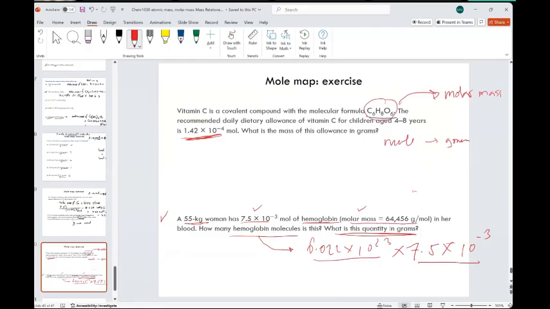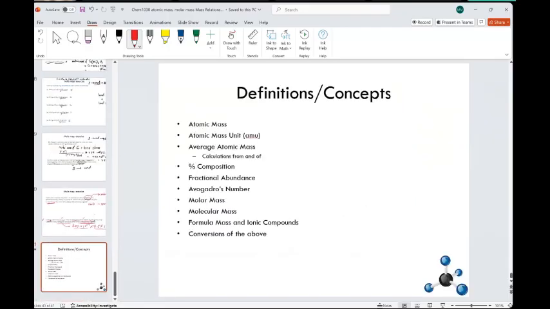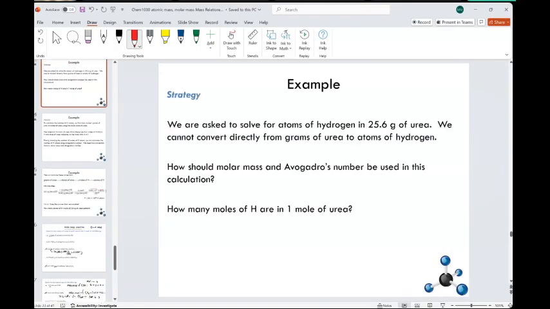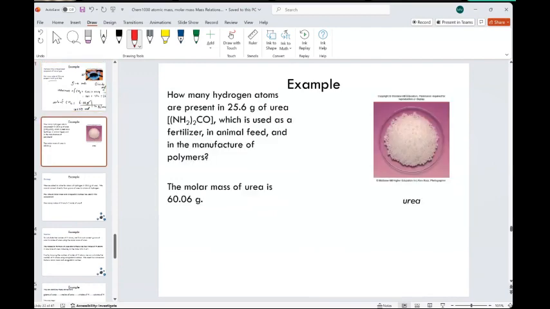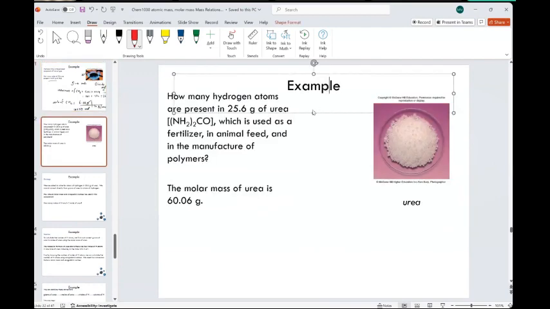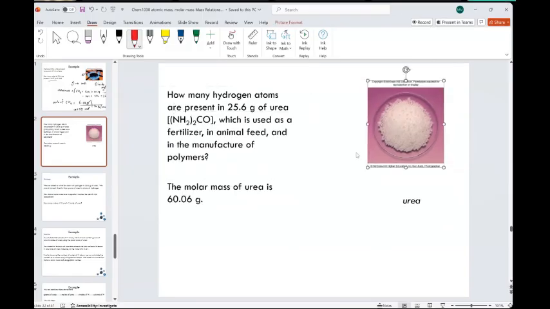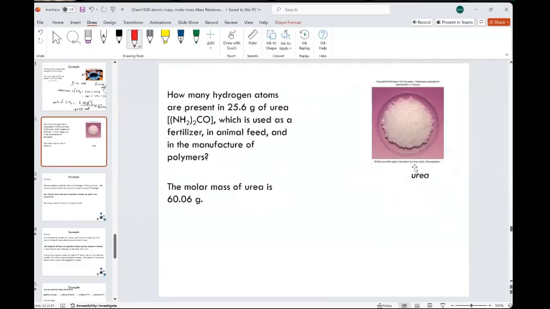Any question? Okay. We have one more big question left, and this is very important. So you see the picture of urea? It's a granular white colored thing. Anyone know the use of urea?